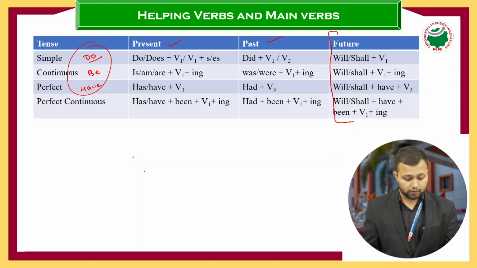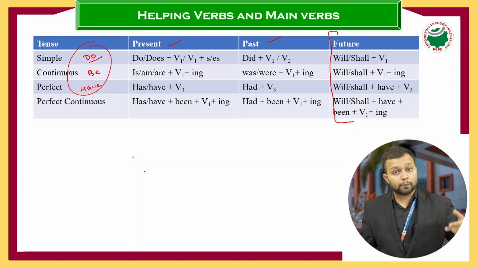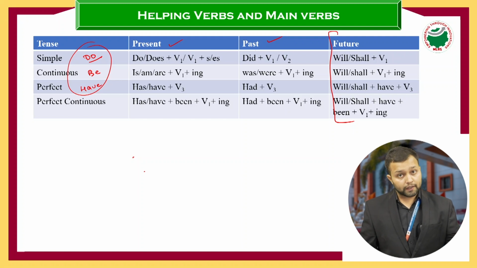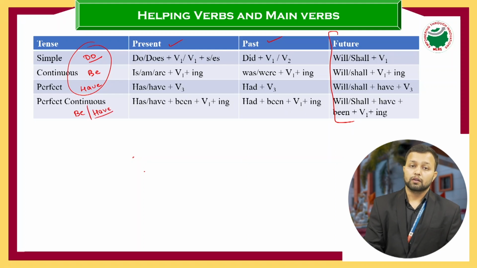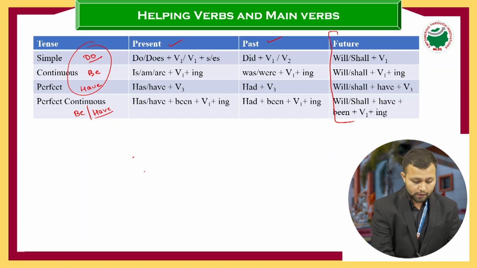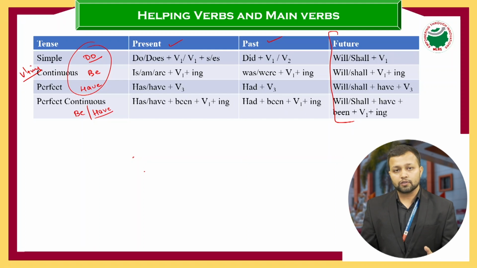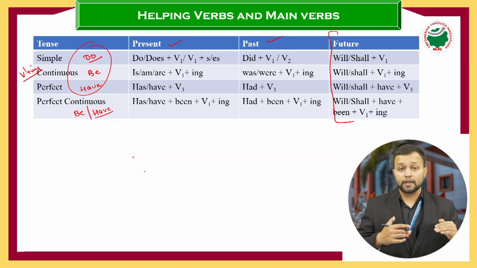Now what about perfect continuous? As I told you, it is a blend of 2, perfect and continuous tense. So form of be and form of have, both will be used. Moving on to main verbs. V1 plus ing will be used in continuous tense. That is all the continuous tenses.